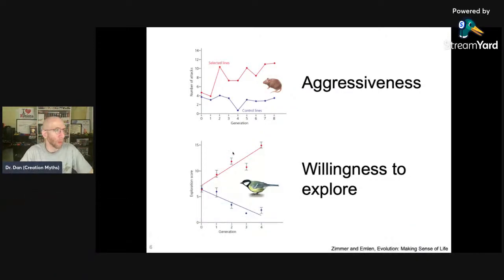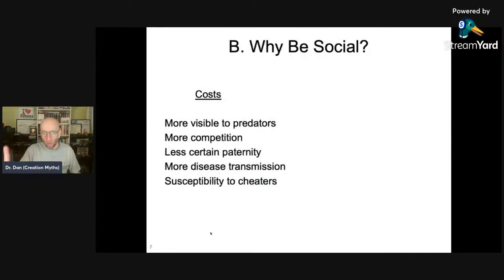Cool. Okay, so now we've established that some behaviors have a genetic component and can therefore be subject to selection. So before we get to altruism specifically, let's change gears just for one slide and answer this question. Why be social? Because being social, living in a large group of individuals of the same species rather than on your own or in a smaller group, actually comes with a lot of costs associated with it. So here are those costs. You're going to be more visible to predators, right? It's easy to find a group of individuals compared to just one.